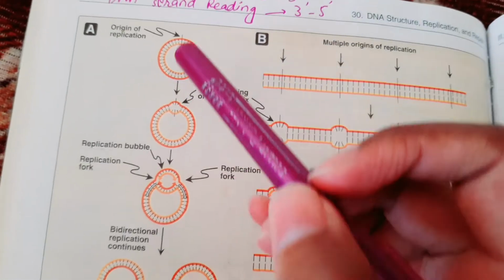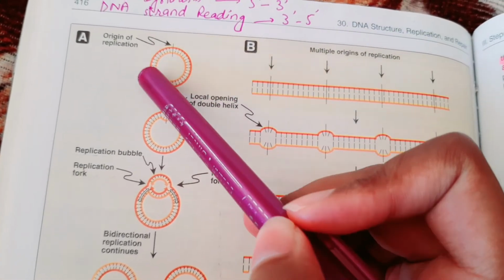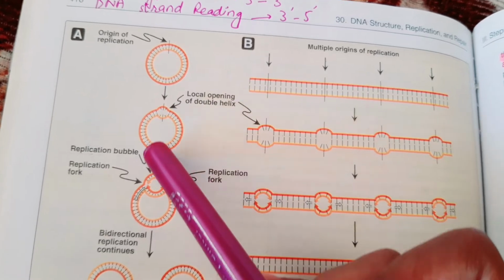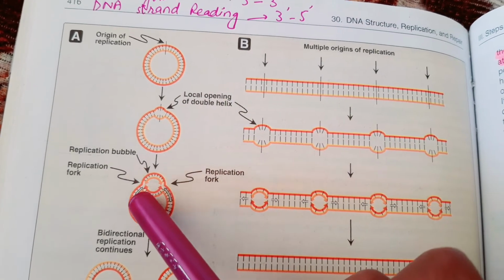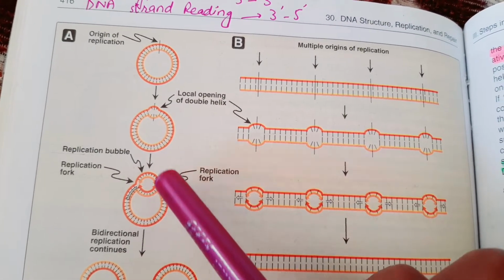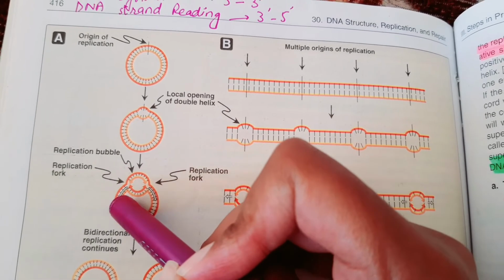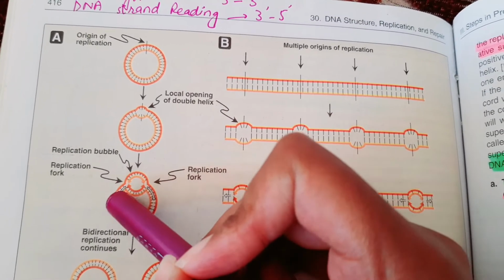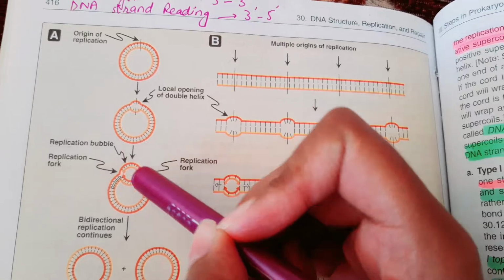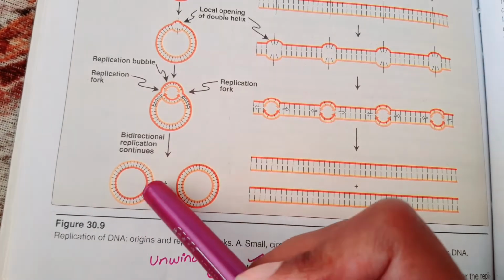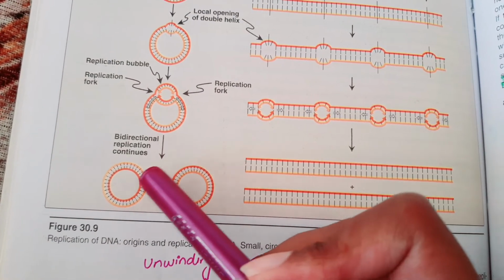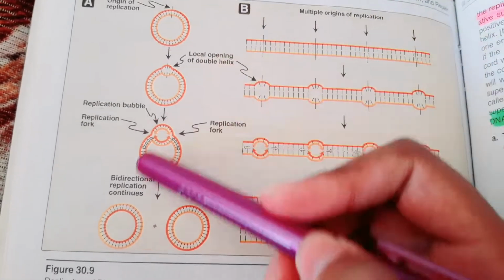Look at this diagram. This is double stranded DNA, and then it separate and form a replication fork. 2 replication forks. Look at this one. This one is 1 replication fork and this one is 2 replication fork that move in opposite direction and replication bubble is formed. Then 2 daughter strands are formed and 2 DNA molecules are formed. This is whole process of replication.